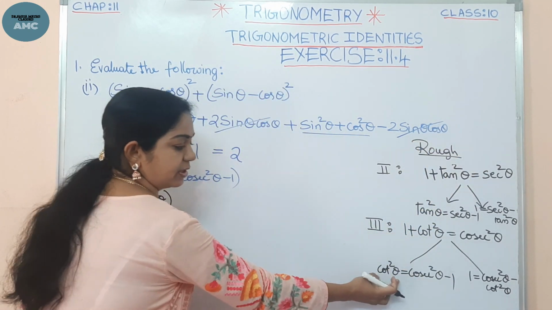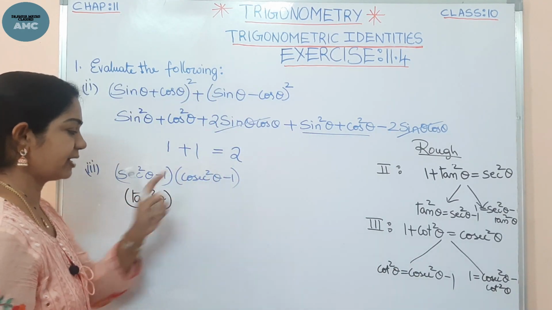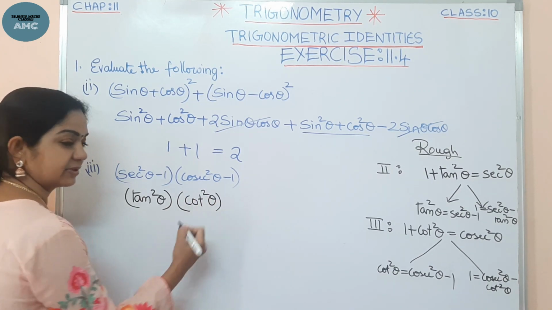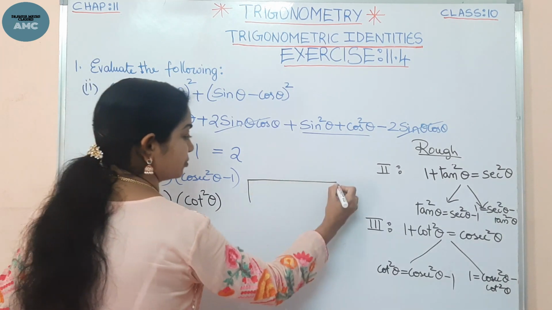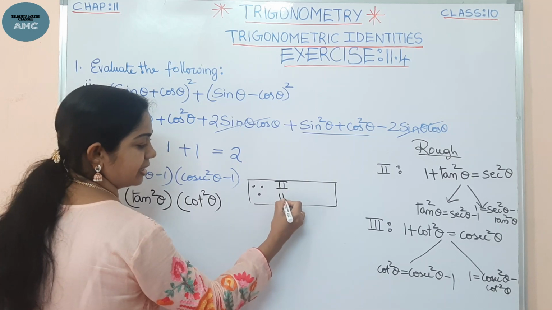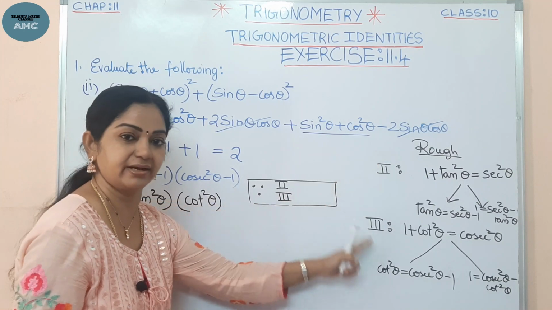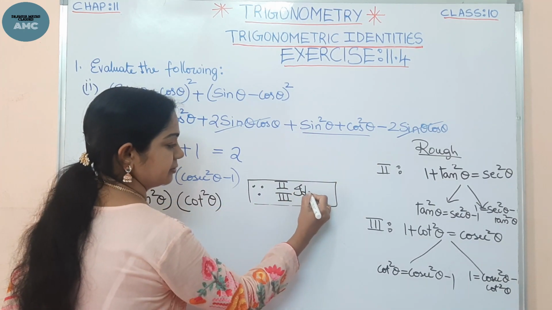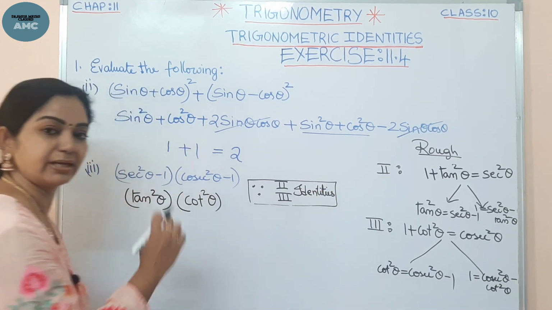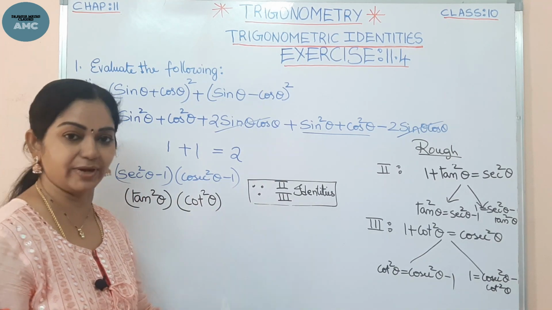See here, cot square is clearly cosecant square minus 1. Right, cosecant square minus 1, I can simply write as cot square theta. How did we get it? You have to write this second identity as well as the third identity. I am not mentioning it here, but just write these second and third identities. In the examination, you have to clearly mention in a box which identity you are using. You have to mention it sidewise, right?